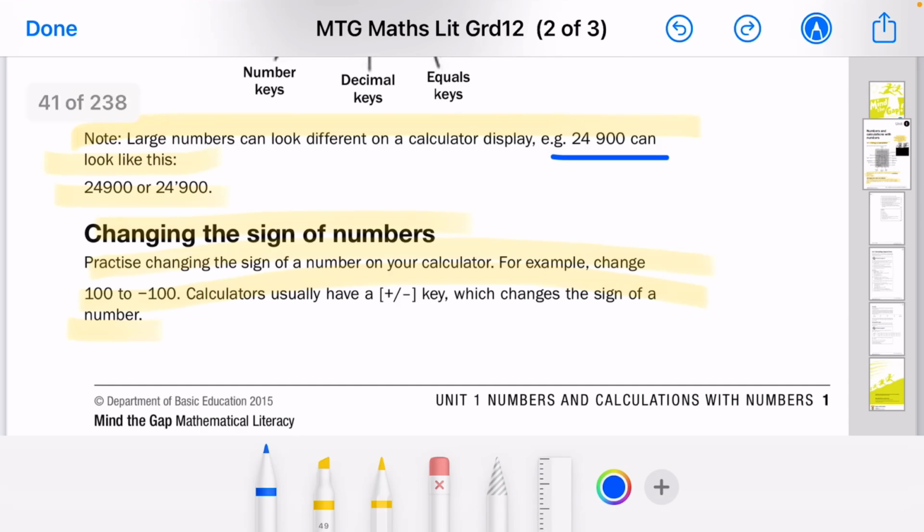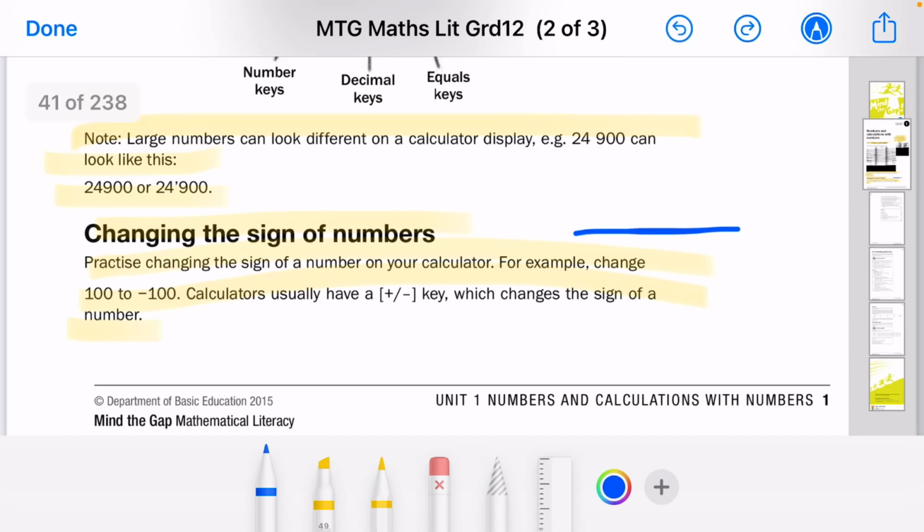Okay, and again, ladies and gentlemen, let's move on to that part, changing the sign of numbers. Practice changing the sign of a number on your calculator. For example, ladies and gentlemen, change 100 to a negative 100. Calculators usually have a positive or a negative key which changes the sign of a number.